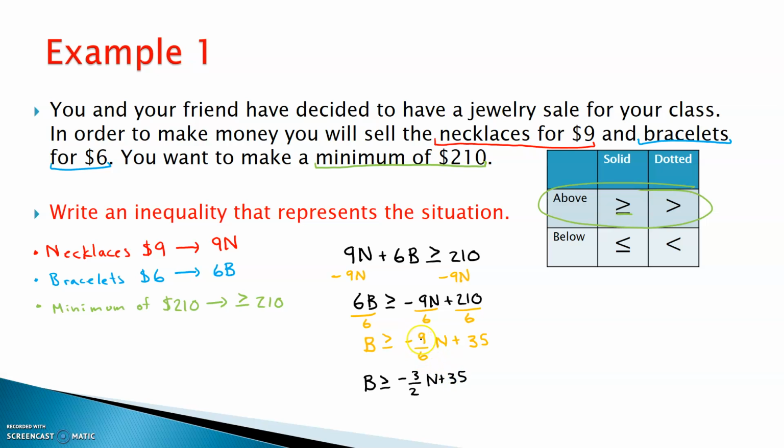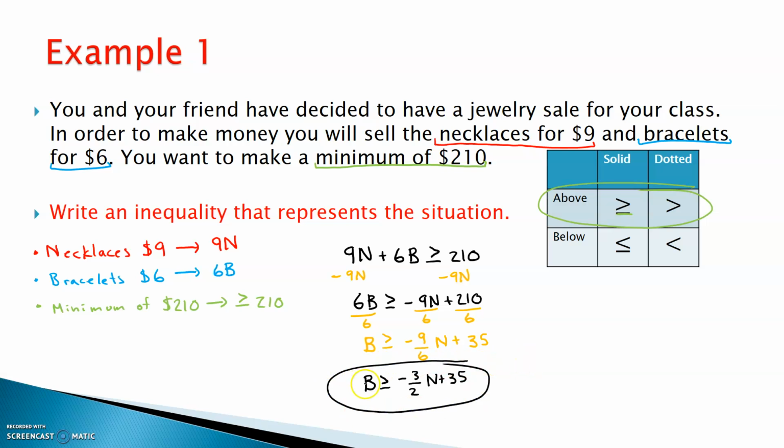Because this would tell me to go down 9 over 6. I'm going to be counting a lot. It's a little bit easier to just go down 3 over 2, especially if we don't want to make such a large graph, right? Or we don't have the room for it. And again, guys, this is the inequality that I want to graph.